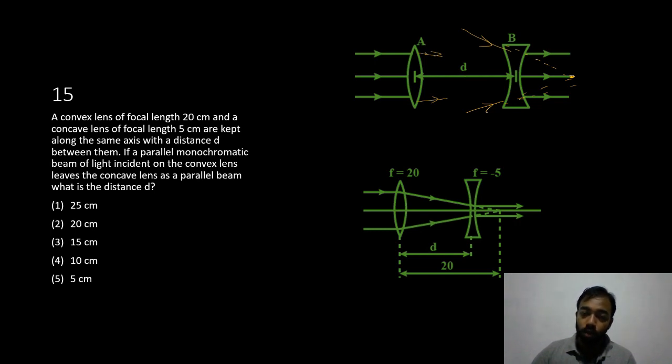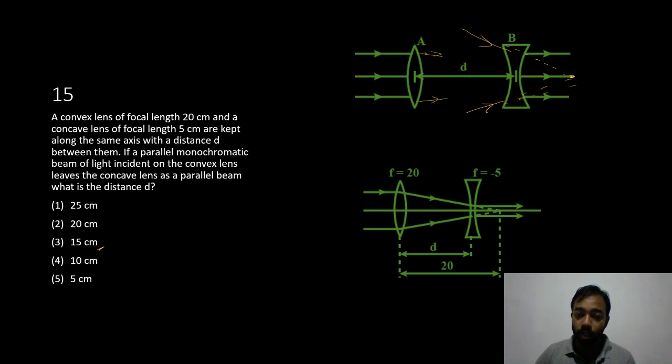Just by looking at this image you can see the distance between these two lenses should be 20 minus 5, which is 15 centimeters. So you can do a calculation as well to get the same result.